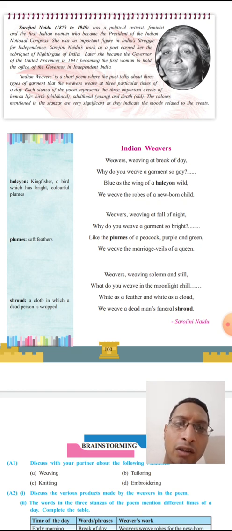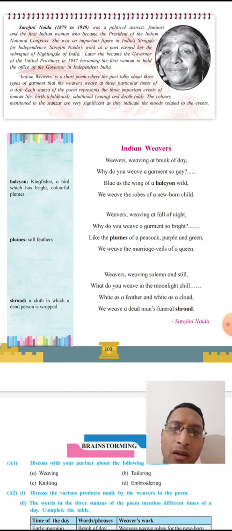And why do you weave a garment, the cloth, so gay? Gay means very happily. You are weaving blue as the wing of a halcyon wild. We weave the robes of a newborn child. So in the first stanza itself, we understand that each stanza represents a question and answer. The poet is asking the question to the weavers, and the weavers are answering in the last two lines of the stanza. So the weavers are saying, blue as the wing of a halcyon wild, we weave the robes of a newborn child. We are weaving the clothes or the robes for the newborn child, which are very, very energetic, like wild halcyon, and which has the blue wings of a halcyon wild.